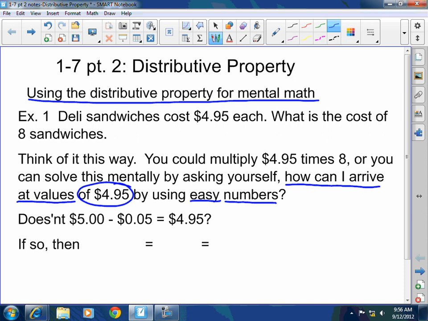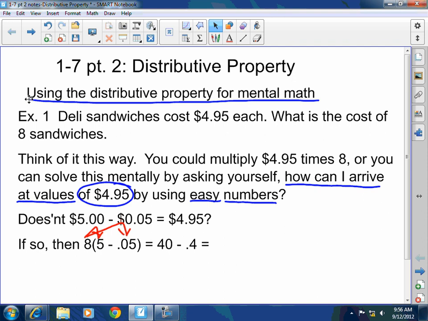Okay. So then, how can I put this into the distributive property? 8 times ($5 minus 0.05). And now in my head, I can distribute. 8 times 5 is 40. 8 times 0.05 is 0.4, 40 cents. And then what's 40 minus 0.4? $39.60. That's how you use the distributive property.